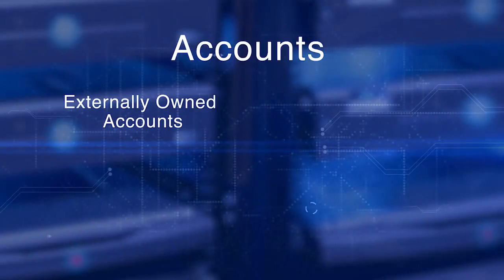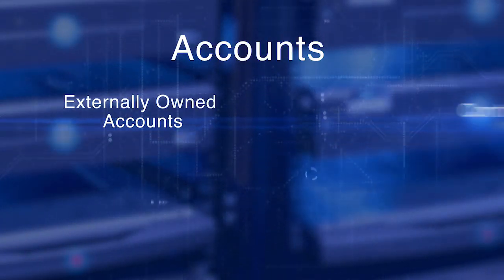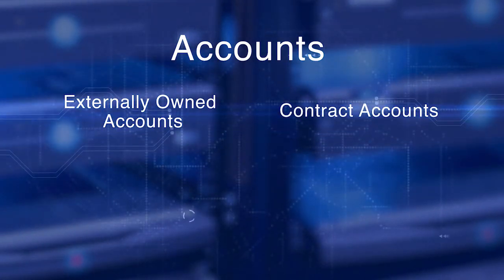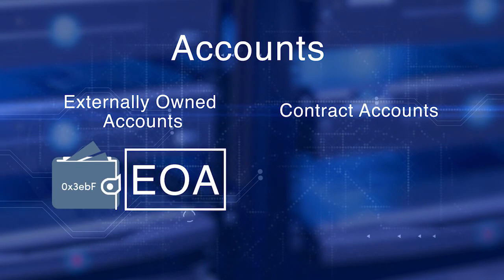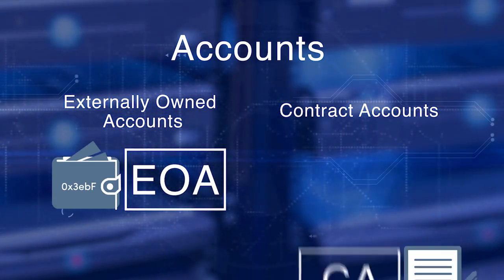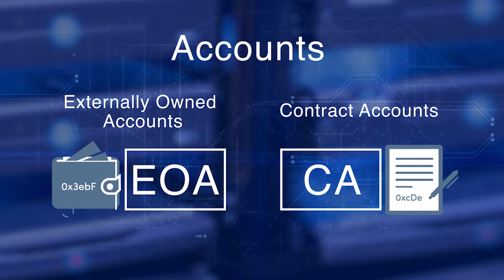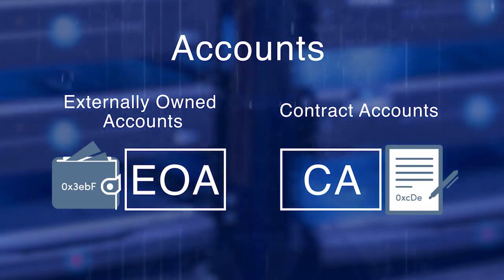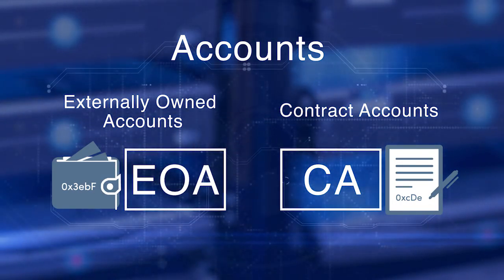There are two types of accounts: externally owned accounts and contract accounts. Externally owned accounts, or EOA, are controlled by private keys. Contract accounts, or CA, are controlled by the code and can be activated only by an EOA.